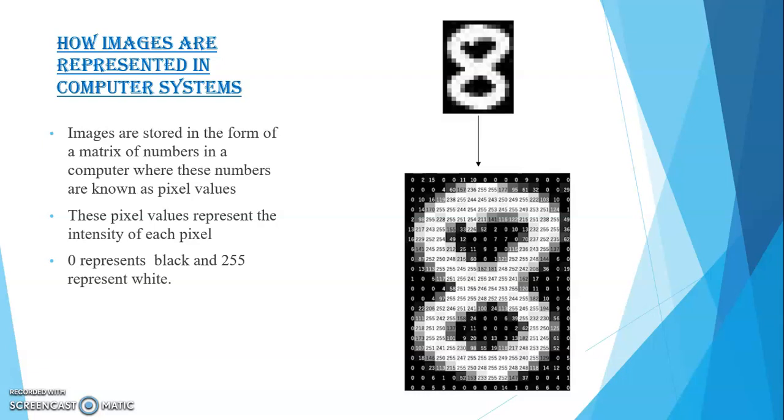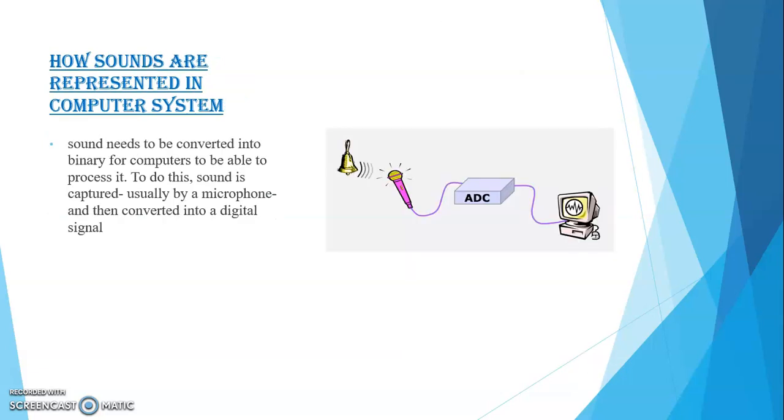Images are represented in computer systems through matrices of numbers, where these numbers are known as pixel values. 0 represents black and 255 represents white. Sound needs to be converted to binary when it is being processed. To do this, sound is captured usually by a microphone or another device, and then it is converted into a digital signal.